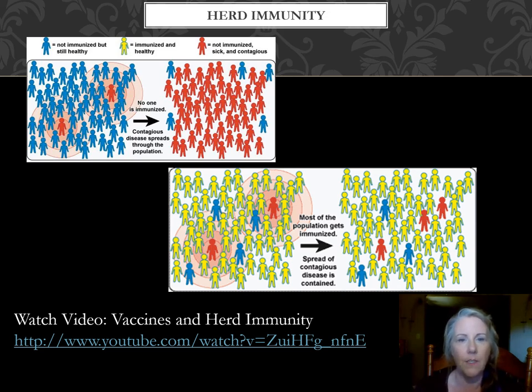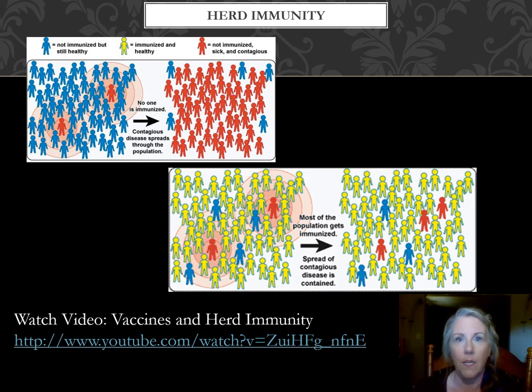What happens when just two individuals who are not immunized get sick and are now contagious with an infectious disease? Within that population, because it is contagious, it's going to start spreading from person to person, spreading out from those just two individuals. And because no one has been immunized, a lot of people get sick. So the contagious disease spreads through the population. Many people get sick and therefore are contagious themselves in order to spread it around.